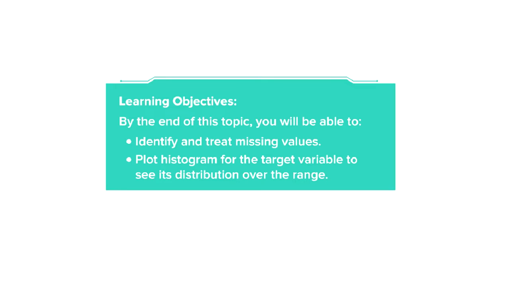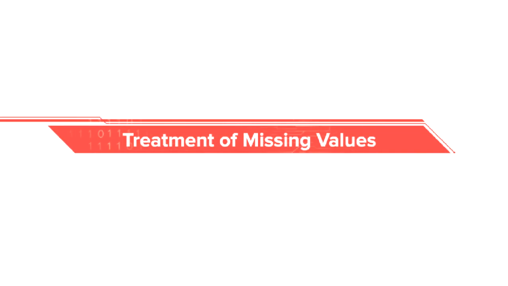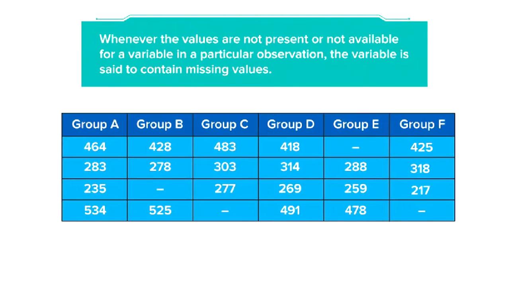Now in the previous tutorial, we had treated outliers. Our next step is to treat the missing values. As we have learnt earlier, whenever the values are not present or not available for a variable in a particular observation, we say that the variable contains missing values.